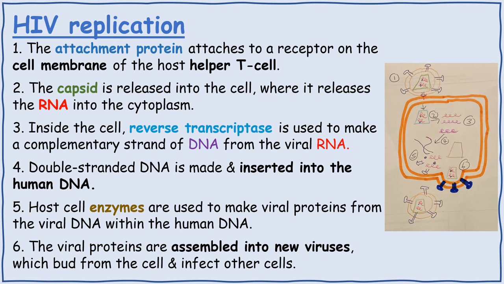HIV replication. The attachment protein attaches to a receptor on the cell membrane of the host helper T cell. The capsid is released into the cell, where it releases the RNA into the cytoplasm. Inside the cell, reverse transcriptase is used to make a complementary strand of DNA from the viral RNA. Double-stranded DNA is made and inserted into the human DNA. Host cell enzymes are used to make viral proteins from the viral DNA within the human DNA. The viral proteins are assembled into new viruses, which bud off from the cell and infect other cells.